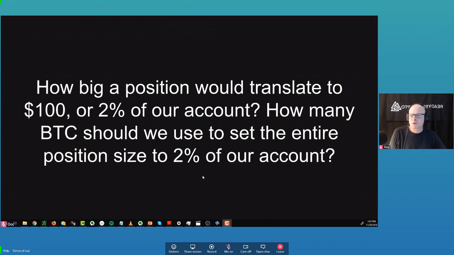How big of a position would translate to $100 or 2% of our account? So what I'm going to go over initially is the fixed risk position, where I can say, look, the most I can lose is if this coin goes down from 0.00017 down to 0, if it gets totally delisted and ceases to live as a coin, right? That could happen. So how can I set my risk on this so the most I'm going to lose on this, no matter what happens, is 2% of my account or $100? How many BTC should we reference against this to set the entire position size to 2% of our account?